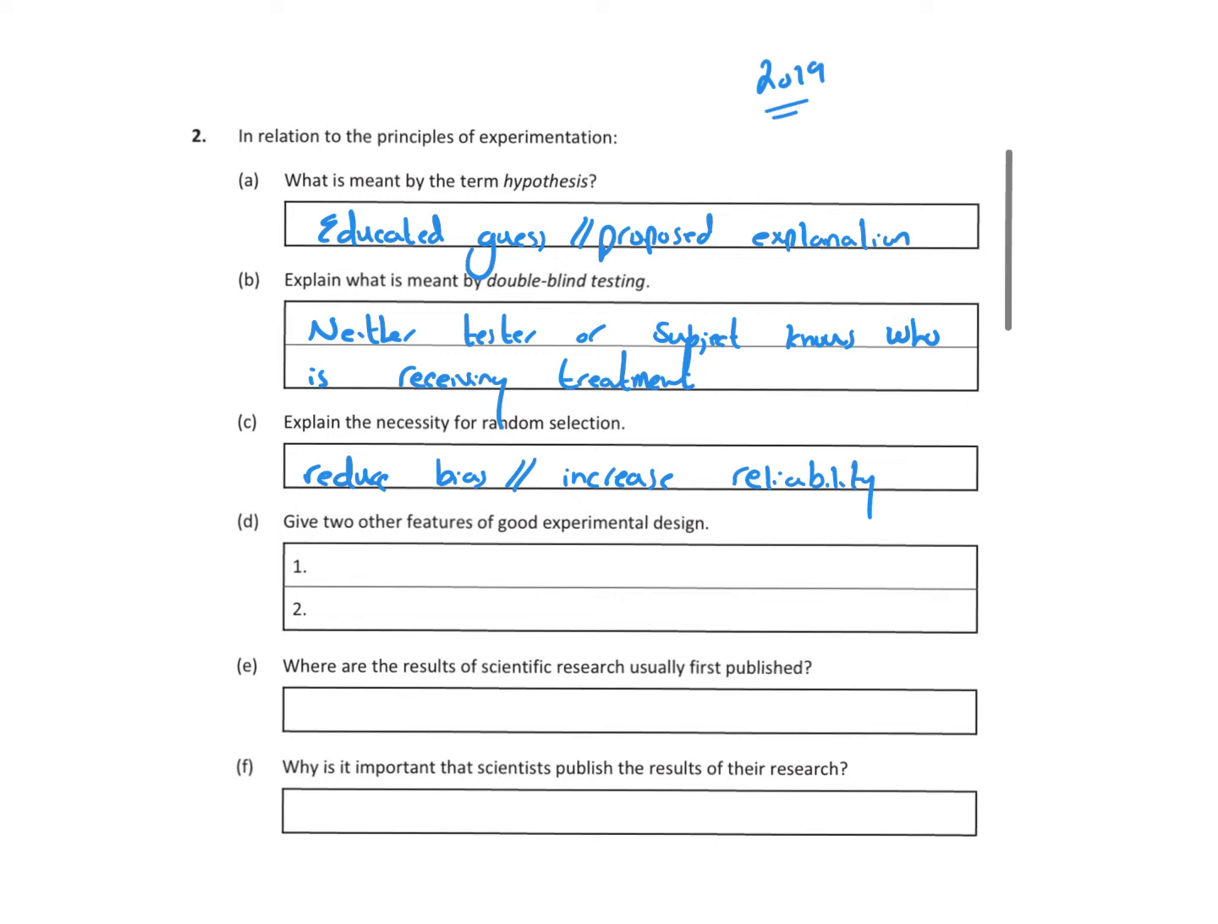Give 2 other features of good experimental design. So we can't mention anything that's already been mentioned. So what could we say here? Well, the fact that we could have a control. We could also say that we only have one independent variable. So that's the variable that you change, so you're only changing one thing.